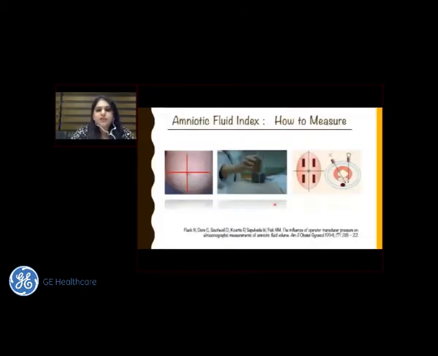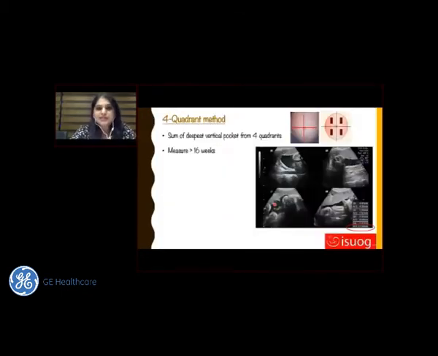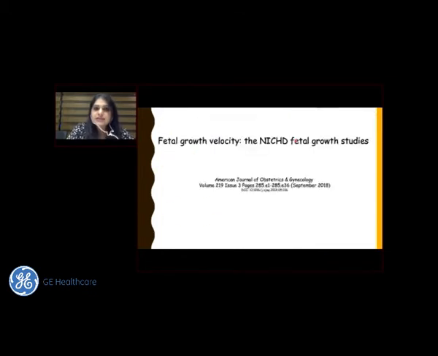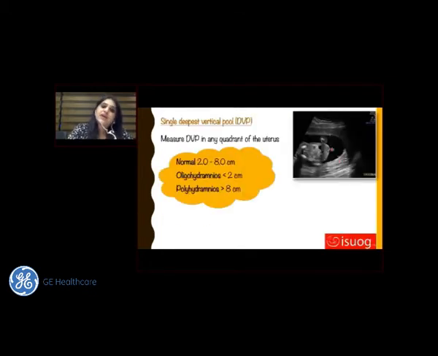Okay, amniotic fluid, I'll quickly run through in one slide. There are two ways of measuring it. One is a four-quadrant method, where you take the sum of the deepest vertical pocket from each quadrant and you measure the total AFI. And another is a single vertical pool, which we are all coming towards now. So we are more inclined to do a single vertical pool, and we have defined cutoffs for poly and oligohydramnios.